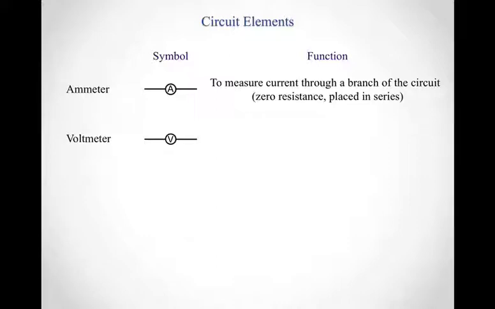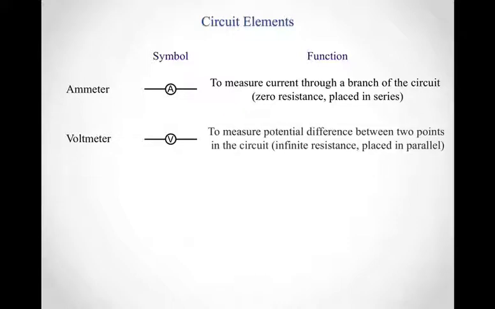The next one's a voltmeter. What a voltmeter measures is the potential difference between 2 points in the circuit. So a voltmeter is going to have two leads. You put one on one side of an element, you put one on the other side of the element, and they'll tell you what the voltage drop is across that element within the circuit.